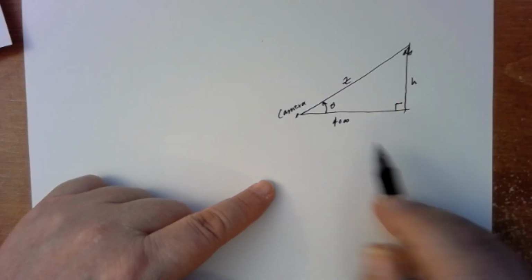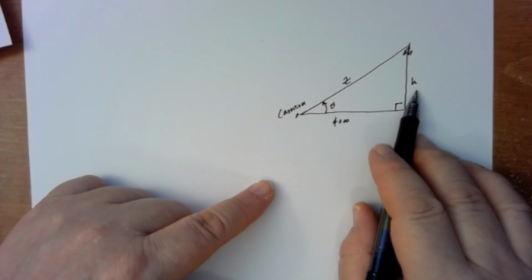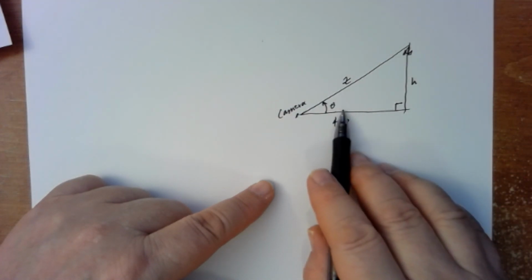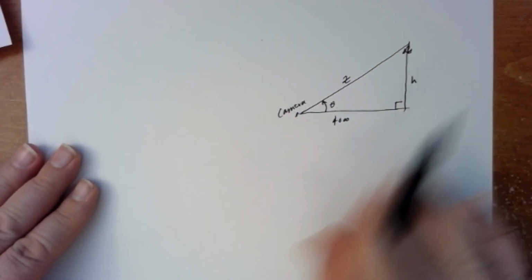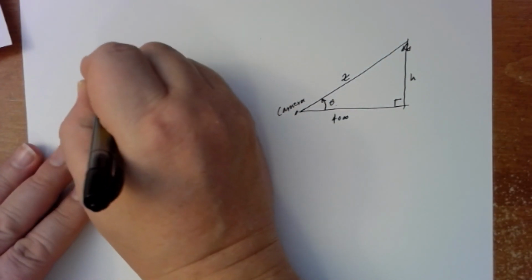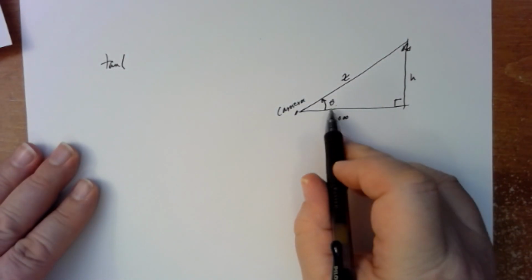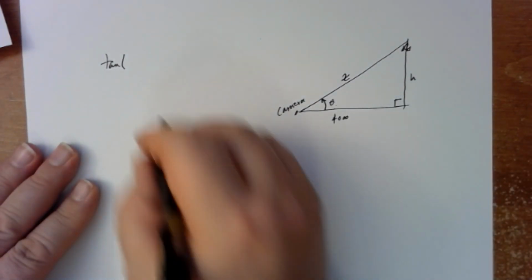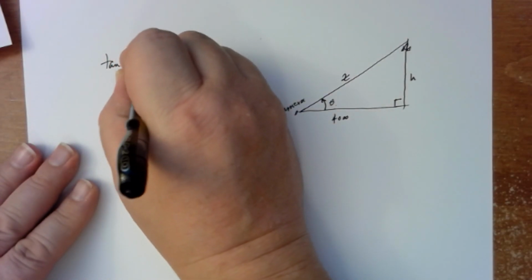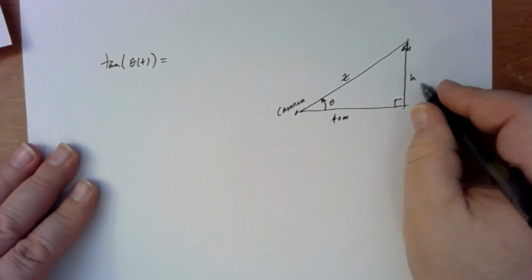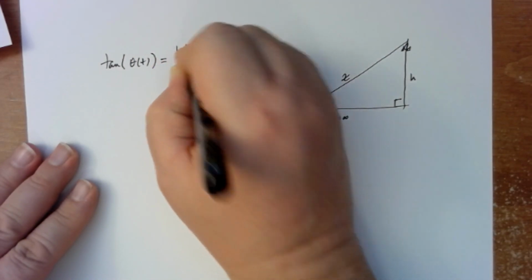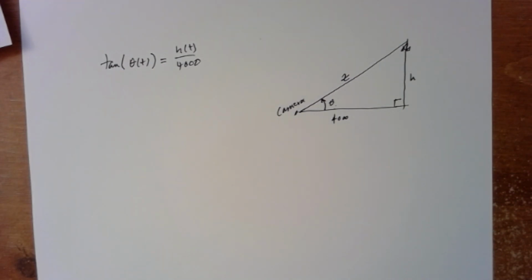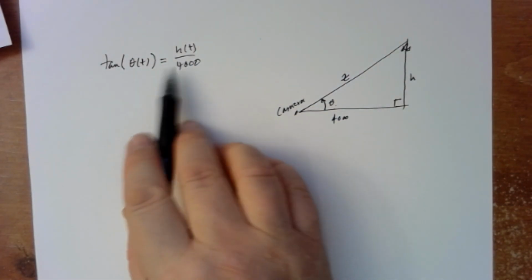And so if we have opposite over adjacent, right, that's going to be the tangent. And so let's go ahead and use the tangent function. And so let's go ahead and write then that the tangent of theta, and in fact, we could go ahead and say theta and h are functions of t. So tangent of theta of t is equal to h of t divided by 4,000. Okay, good. So there's our relationship between the angle and the height.